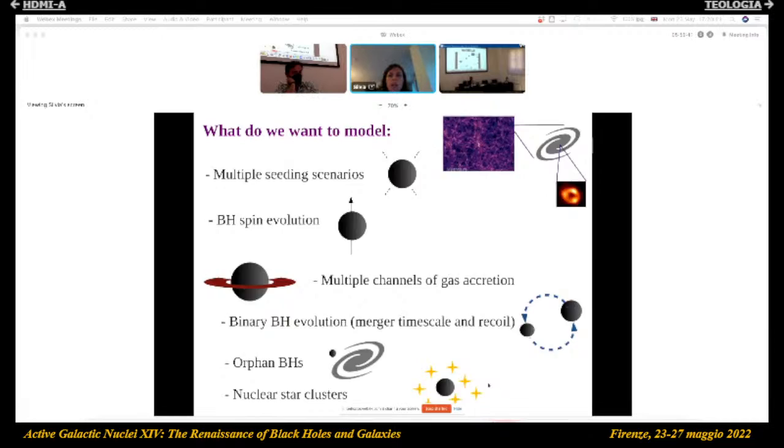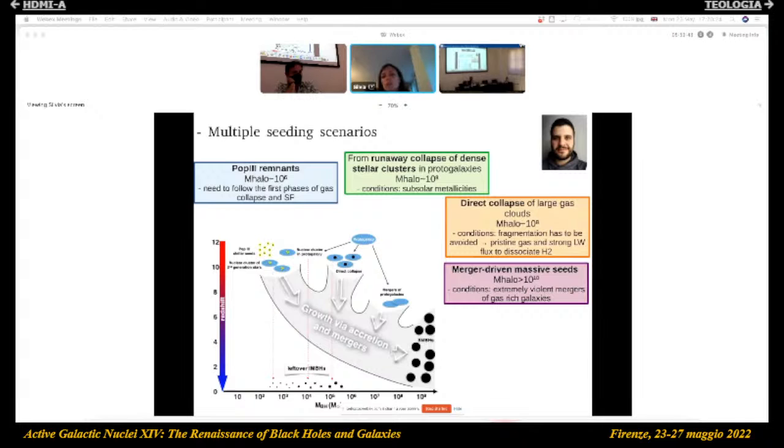I don't have time to get into much detail, so let me quickly flesh out a few results we got so far. Daniele Spinoso, a student who has now finished his PhD, has been working on modeling the first phases of black hole formation, and modeling all the envisioned channels for black hole formation: from population 3 remnants to the runaway collapse of dense stellar clusters, the direct collapse of large gas clouds, and also the formation of seeds during the merger of gas-rich galaxies.